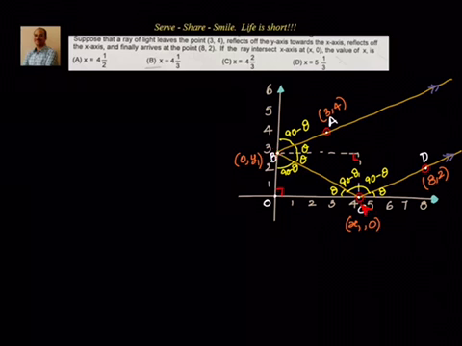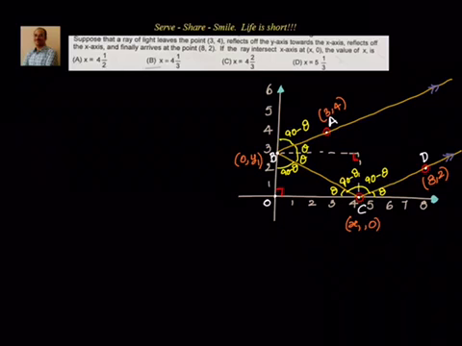M is nothing but tan of the inclination angle made with the positive direction of the x-axis in the anti-clockwise direction. That is 180 minus theta. So tan of 180 minus theta is minus tan theta. So we have the slope of AB, the slope of CD, and the slope of BC. We should be able to find out the values of x1 and y1. We are interested in the value of x1.